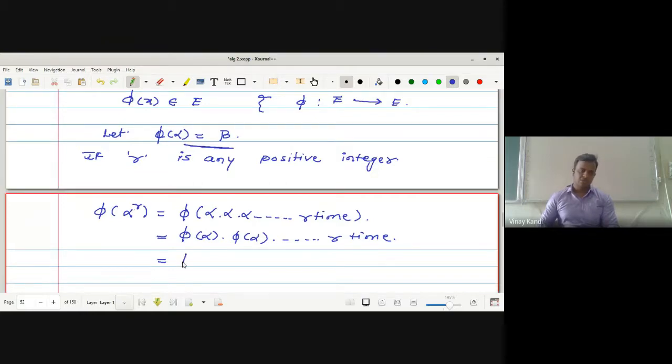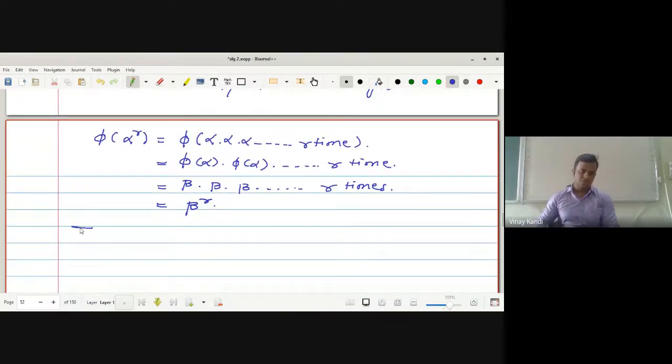Beta into beta into beta up to r times, which is equal to beta raised to r. So this implies phi of alpha raised to r is equal to beta raised to r. Okay, any doubt up here?